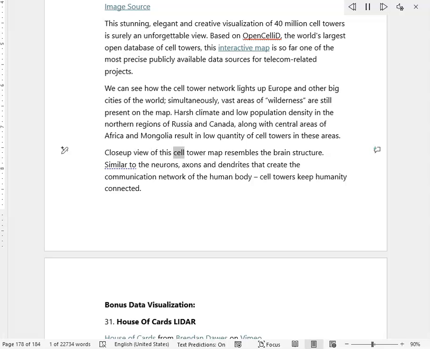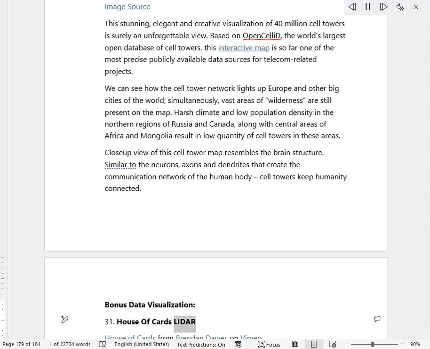A close-up view of this cell tower map resembles the brain structure. Similar to the neurons, axons, and dendrites that create the communication network of the human body, cell towers keep humanity connected. Bonus data visualization. 31.